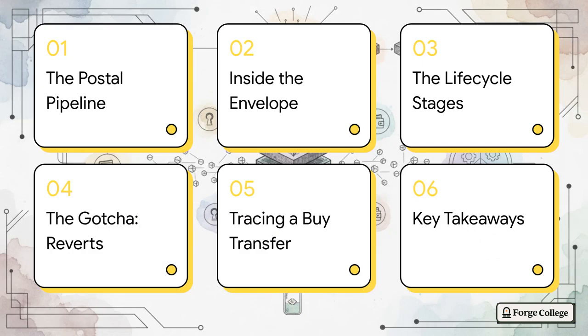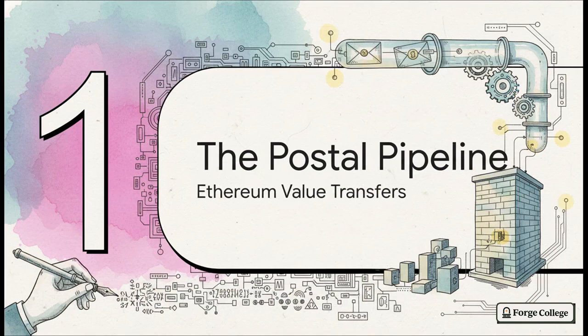Here is our roadmap for today. 1. The postal pipeline. 2. Inside the envelope. 3. The lifecycle stages. 4. The gotcha, reverts. 5. Tracing a buy transfer. And finally, 6. Key takeaways.